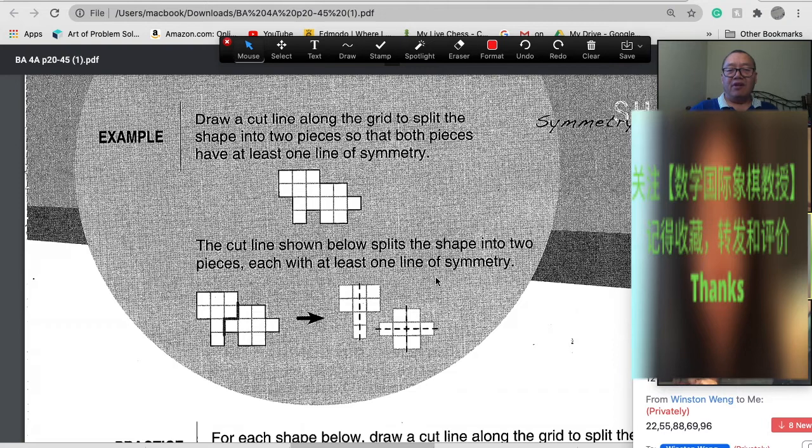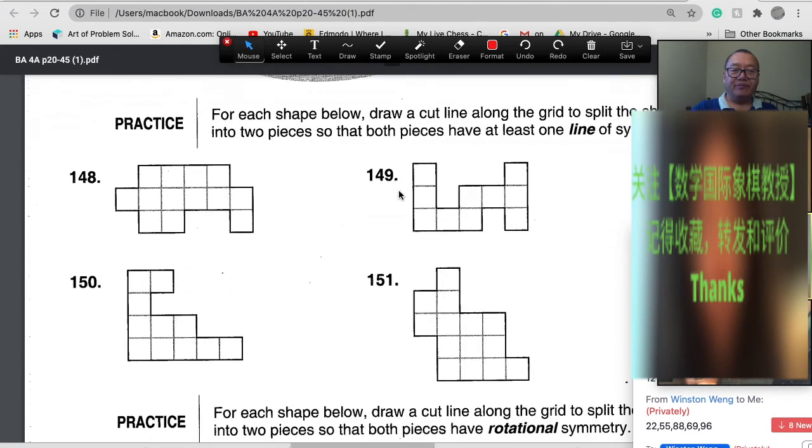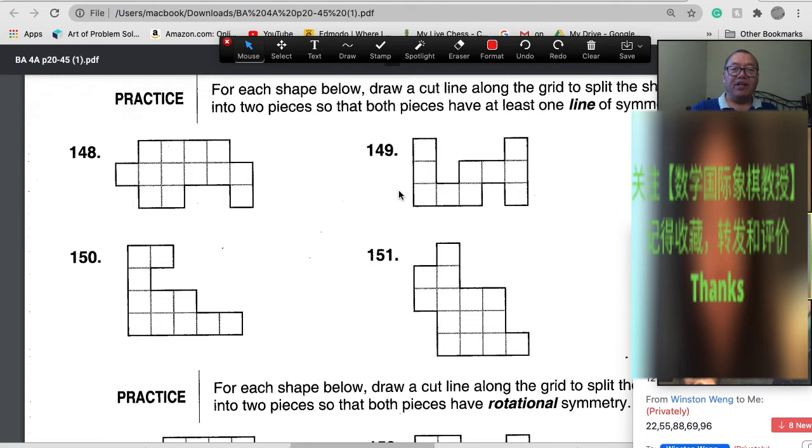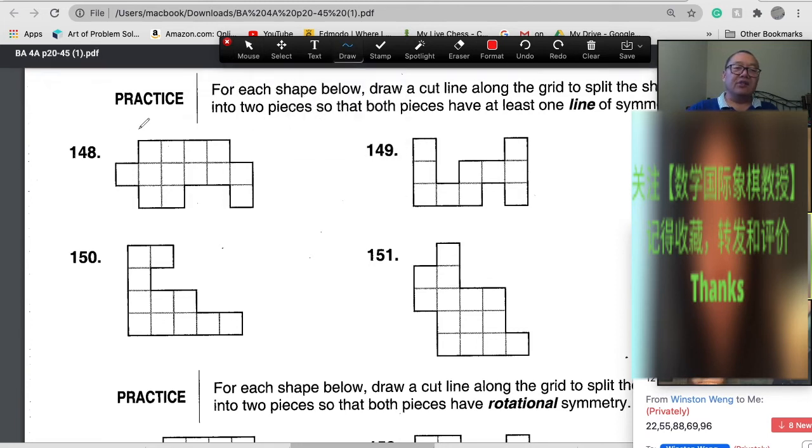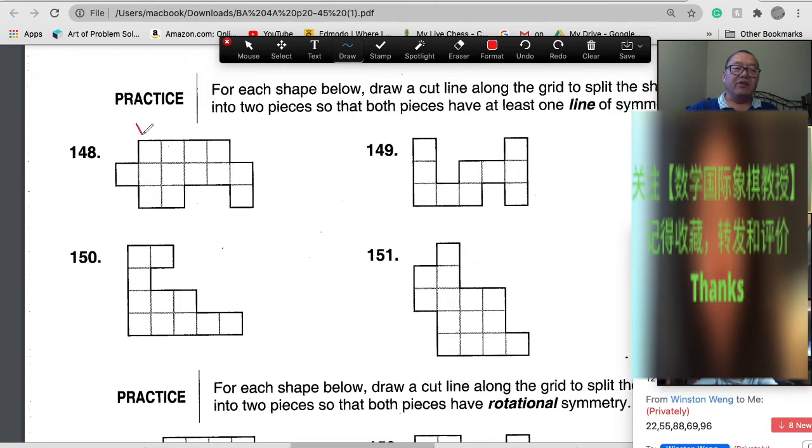So now we give you a shape. You need to draw this separating line. Okay, now let's see 148. Now let's separate. Okay, let's go. This one give to Oliver. This one give to Audrey. This one give to Kimberly. This one give to Samuel.